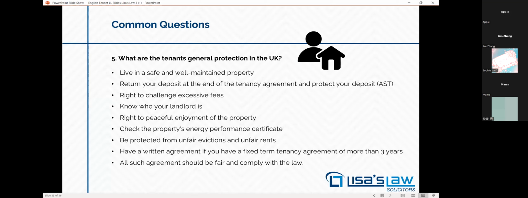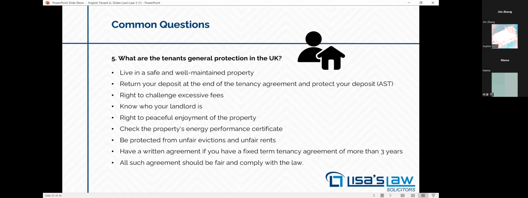The right to challenge if there's excessive fees, because you're protected by the Tenant Fee Act. And then you need to know who your landlord is, because in many circumstances we realize that there's an agent, a third party, who's liaising with the tenant, and the tenant doesn't even know who the landlord is.